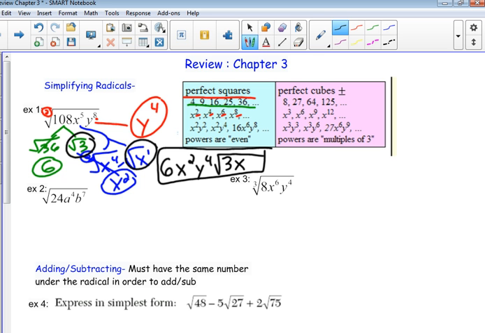Do you guys kind of remember this? It's been a long time, I feel like, since we've reduced radicals. Why don't you guys try the next one?